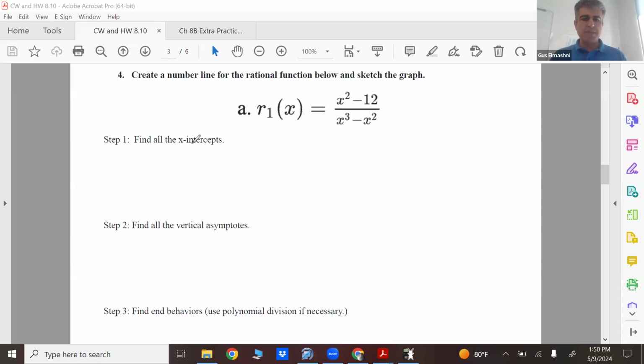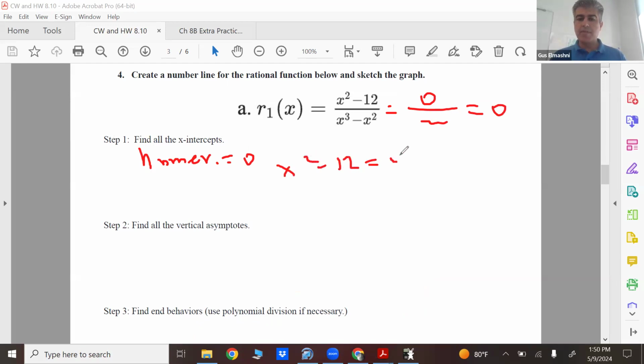Okay, x-intercepts. That's when the numerator equals 0. Because think about it, when the numerator is 0, what's 0 divided by anything? 0, right? So you set that equal to 0. Or you could write it like this. Take out a 4.